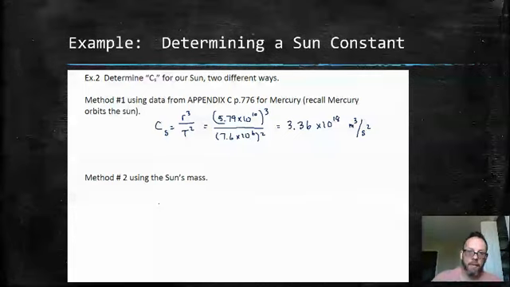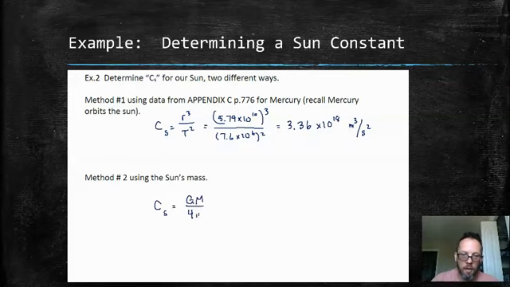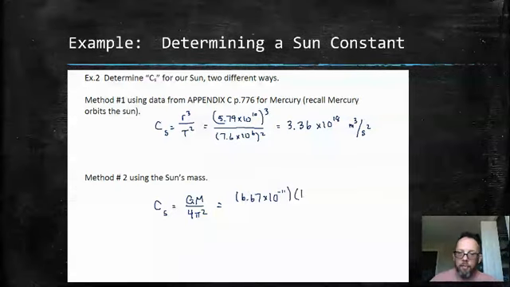We can also get it using our other formula. So Cs equals GM over 4 pi squared. So check this out. G is 6.67 times 10 to the negative 11. The mass of our sun is 1.99 times 10 to the 30.